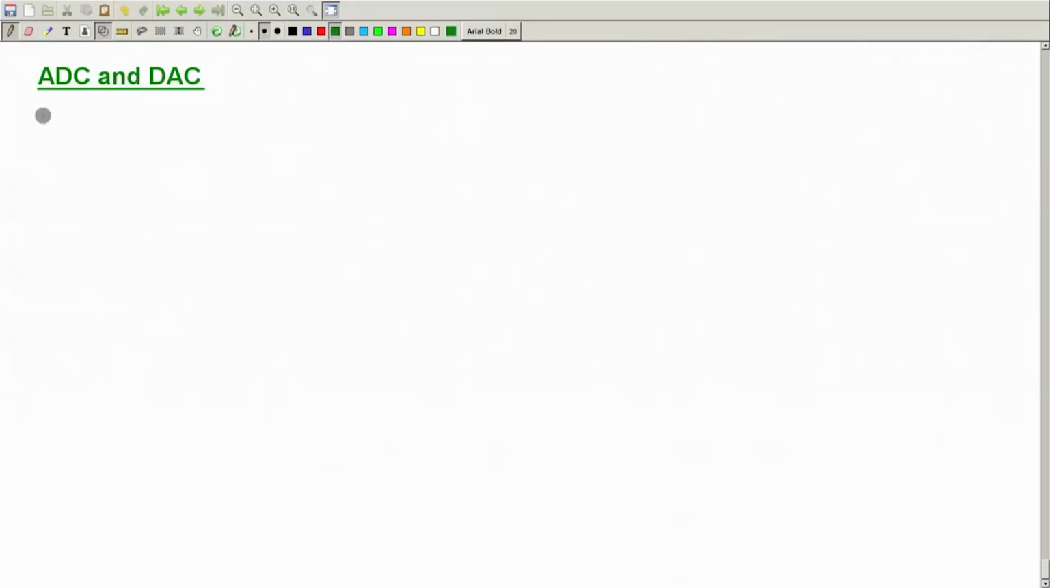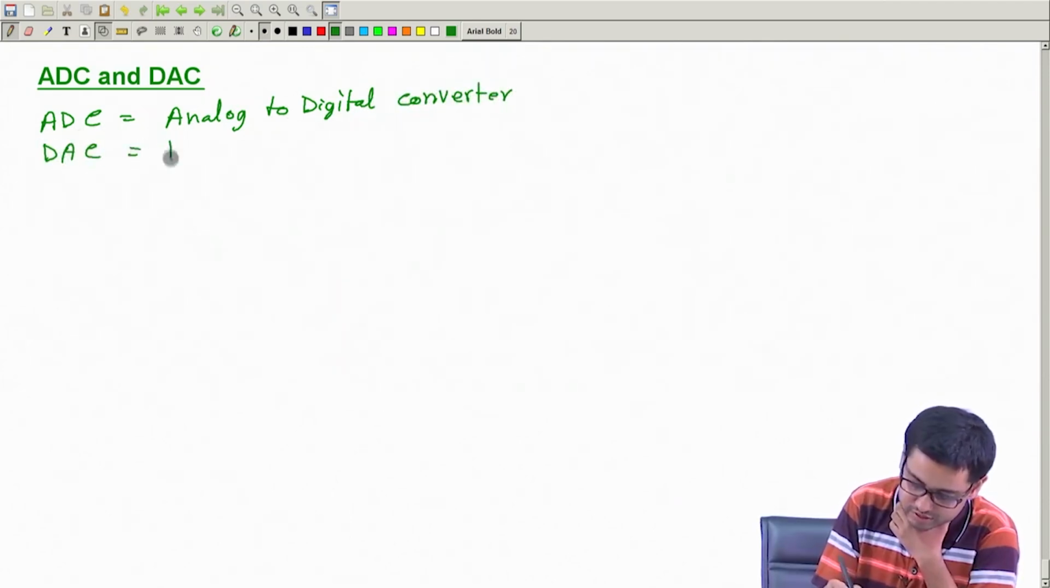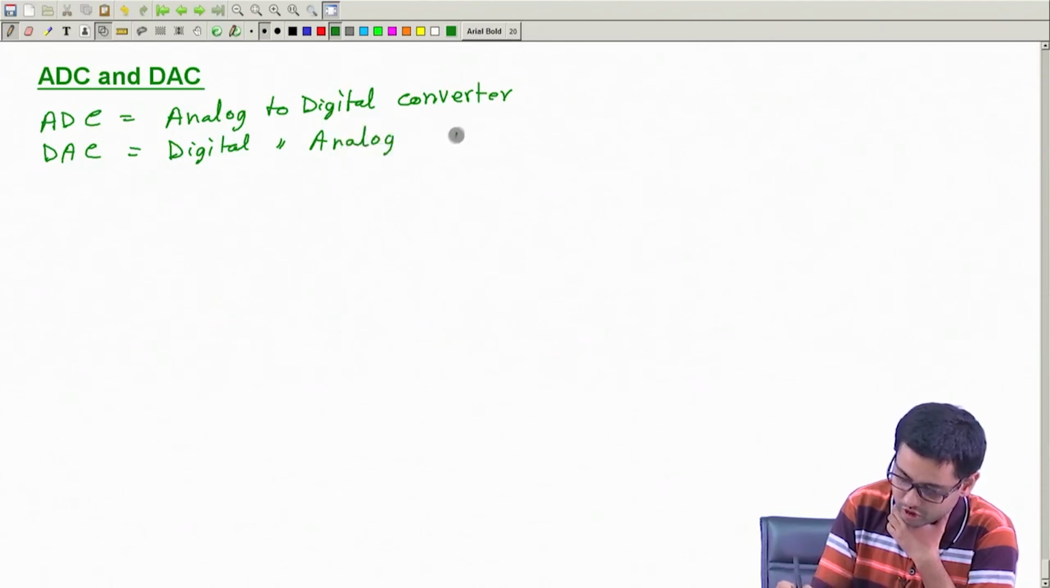Hello and welcome. Today we are going to start a new topic, a very interesting and very important topic both for academics as well as practitioners and engineers. This is ADC and DAC. ADC stands for analog to digital converter, and DAC stands for digital to analog converter.